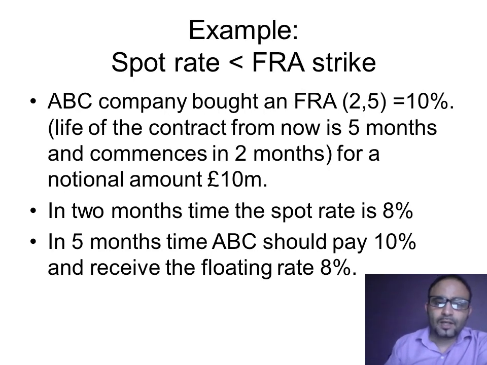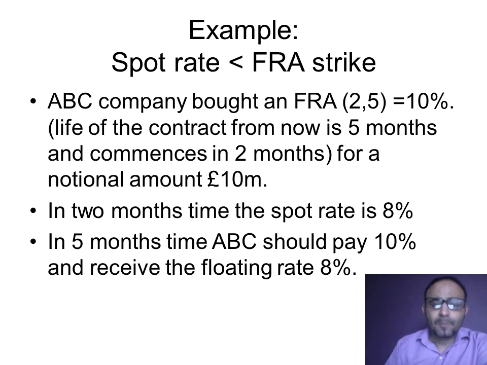If we take now an example where the spot rate is actually less than the forward rate agreement strike. For example, if we have a company called ABC, which has bought a forward rate agreement 2 by 5 equal 10%. This means that the life of the contract from now is 5 months and commences in 2 months' time for a notional amount of £10 million.